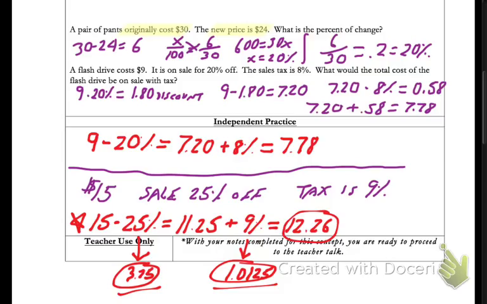So ratios, proportions, percents, they all go together, and oh, what a wonderful joy they can be when we have sales and discounts. Makes things cheaper for us, but don't forget that tax that's going to add on at the very end.